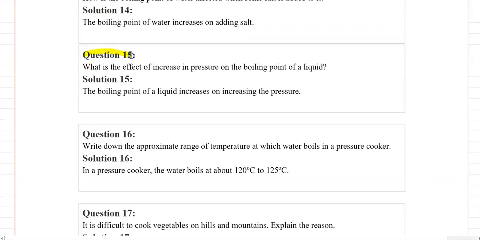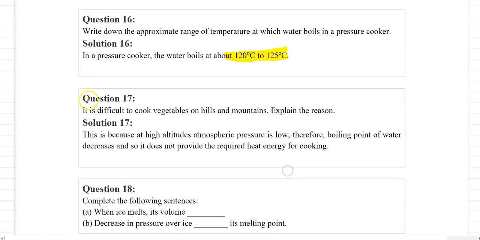What is the effect of increase in pressure on the boiling point of a liquid? The boiling point of a liquid increases on increasing pressure. So in a pressure cooker, the water boils at about 120 degrees C to 125 degrees.